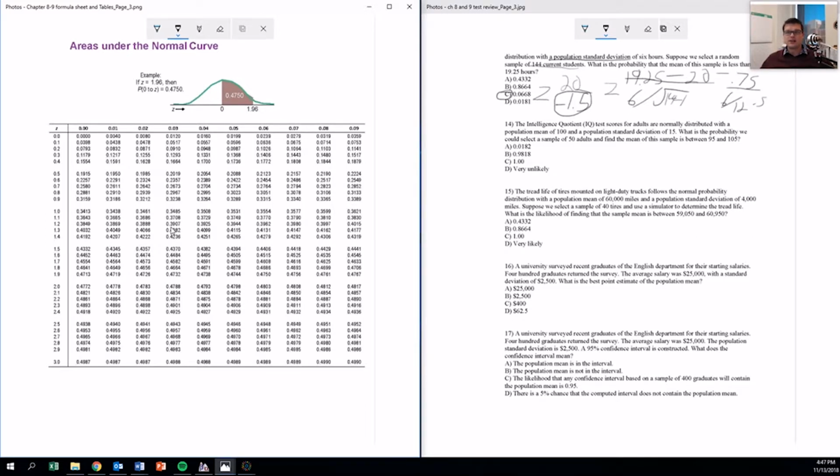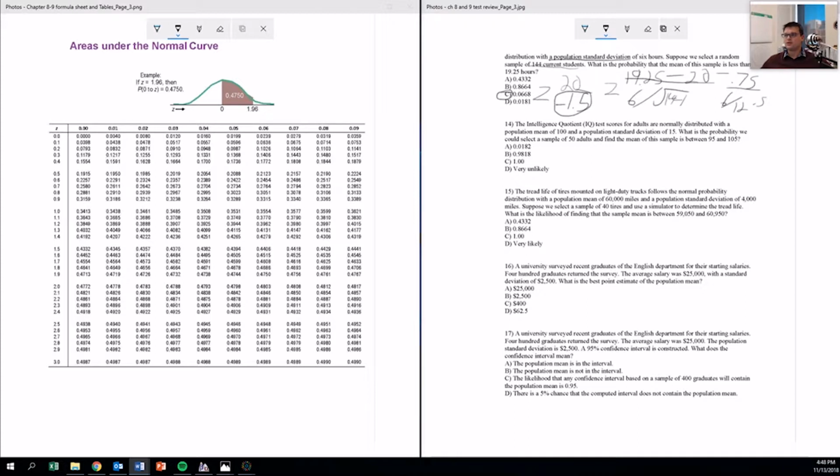Okay, next, the intelligence quotient IQ test scores for adults are normally distributed with a population mean of 100 and a population standard deviation of 15. What's the probability that we select a sample of 50 adults and find the sample mean between 95 and 105? Okay, once again, we're going to calculate some z-scores.